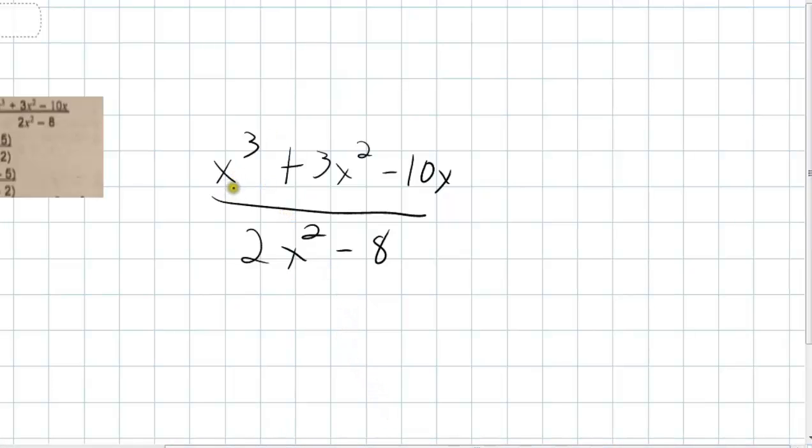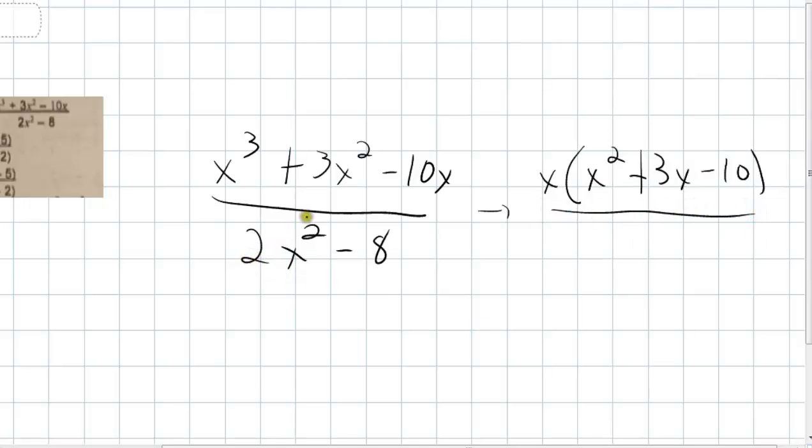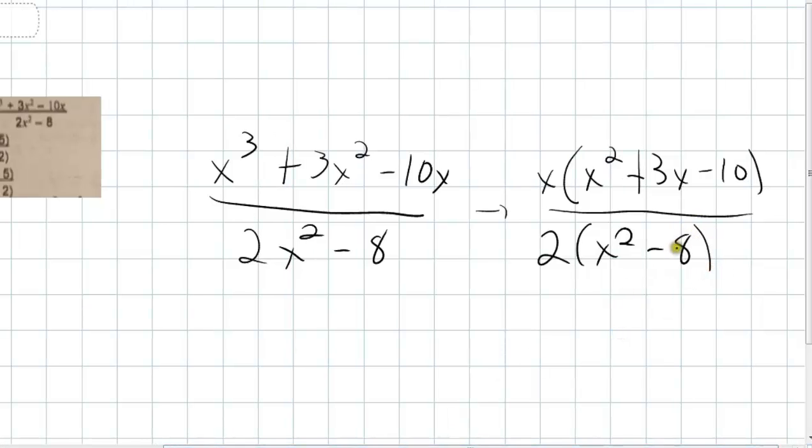So what I mean by that is, here is x cubed plus 3x squared minus 10x. All of these have an x in them. I can pull out an x to start simplifying things. So this is going to be x times (x squared plus 3x minus 10). And on the bottom, I notice that I have 2x squared minus 8. 2 goes in evenly into both of these, so I can pull out the 2. 2 times (x squared minus 4), since 8 divided by 2 is 4.